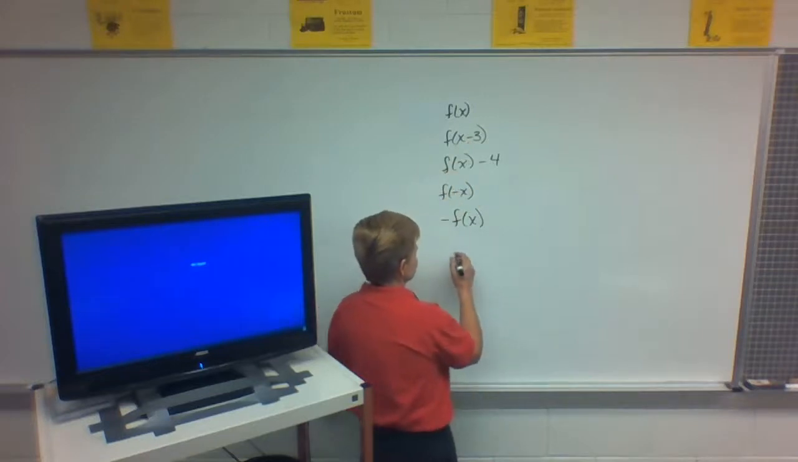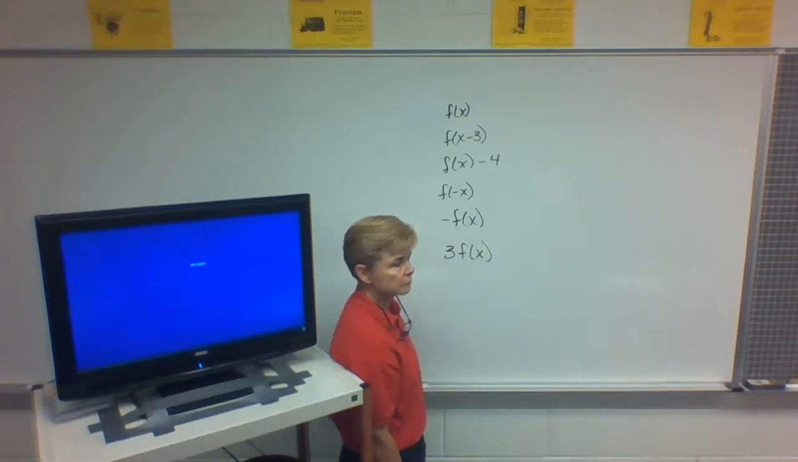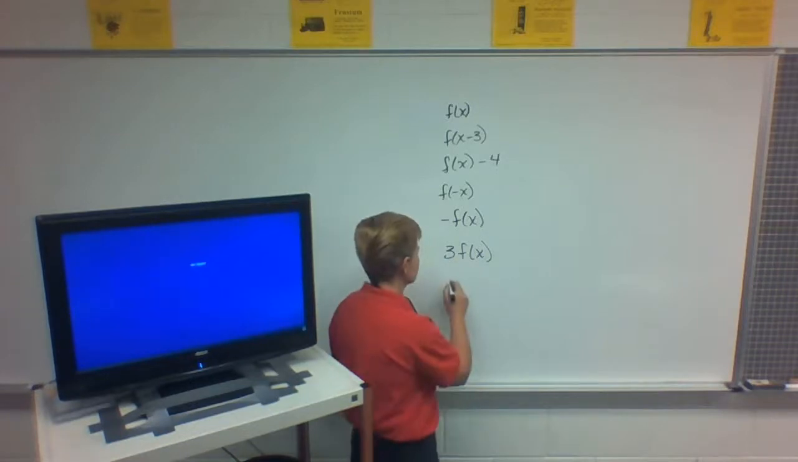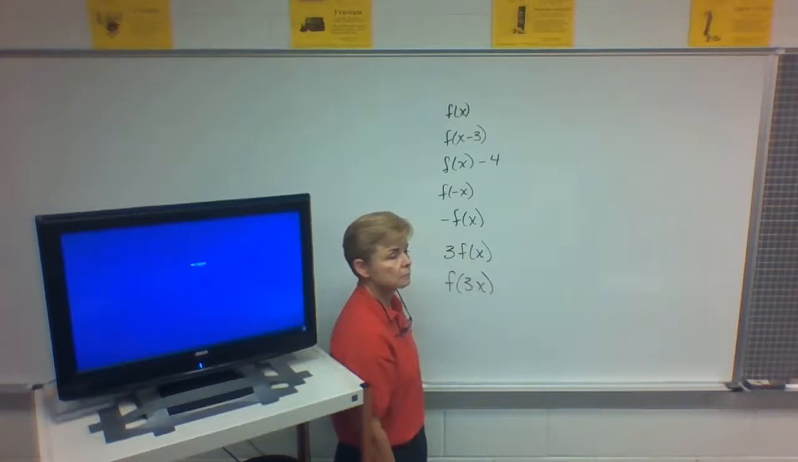What does this do to it? Vertical stretch 3. Vertical stretch 3, do you agree? Because it's on the outside? So what does this do? Careful now. Horizontal, because it's inside. Horizontal what? Shrink. Shrink of? No, 1/3.